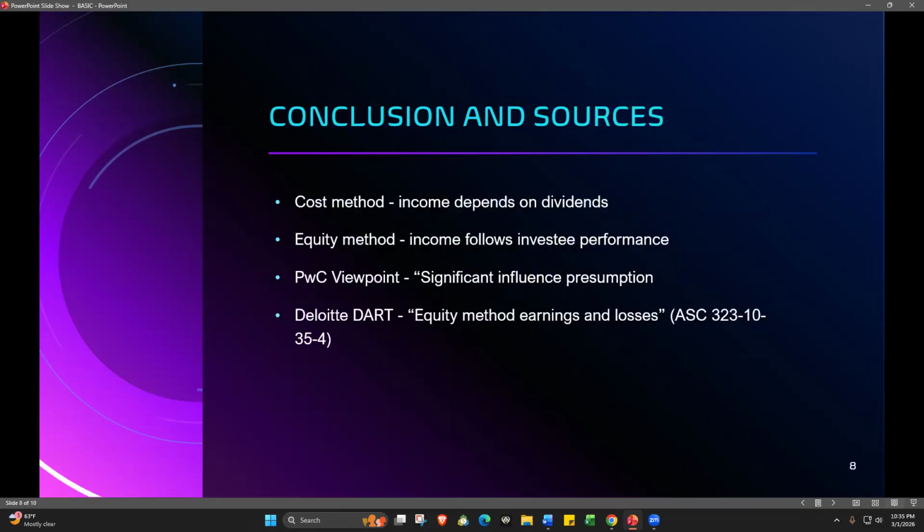To conclude, the cost method tends to make the investment income dividend driven, while the equity method makes it more performance driven and updates the investment balance over time. That's why this topic is important in practice. It affects the earnings and balance sheet and how users judge the company's relationship and influence over another business.